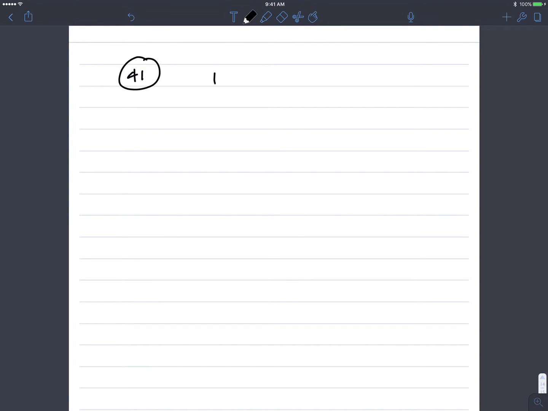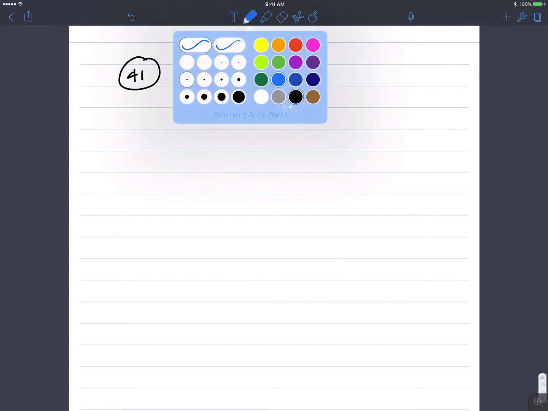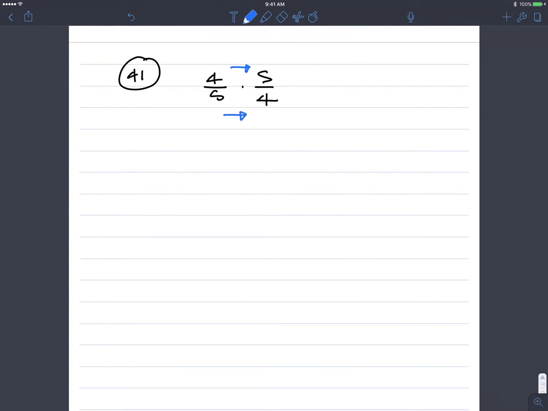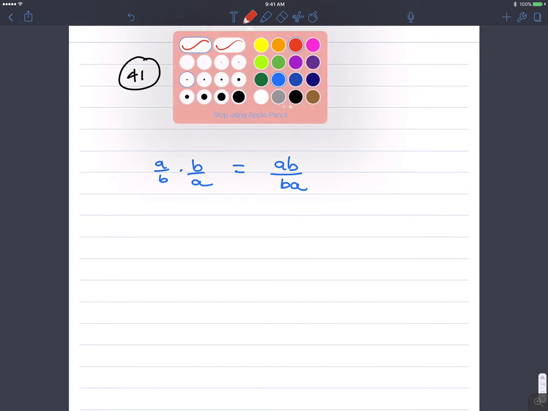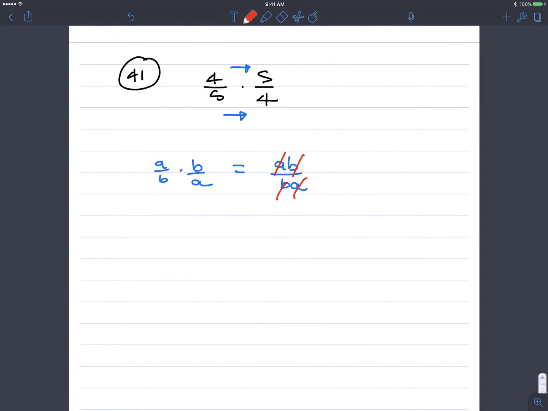$41. 4/5 times 5/4. Notice these are reciprocals. Now remember, we've seen in class that the product of reciprocals is always 1, meaning A over B times B over A is A times B over B times A. Now we can look at it different ways. We can cancel. Everything's gone, a 1 on top, 1 on bottom, 1 over 1. The answer here is 1. So if we recognize this, we can say, oh, this simply is 1, because we're multiplying together two reciprocals.